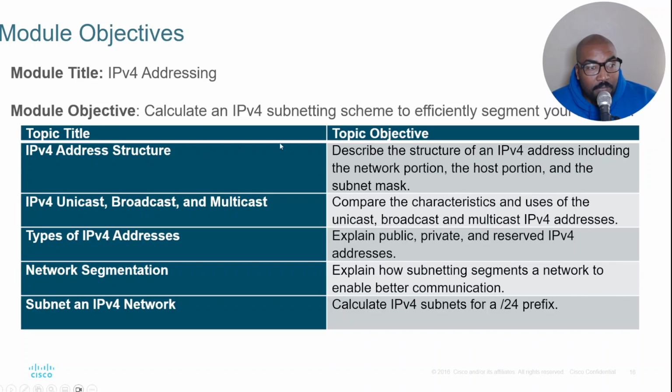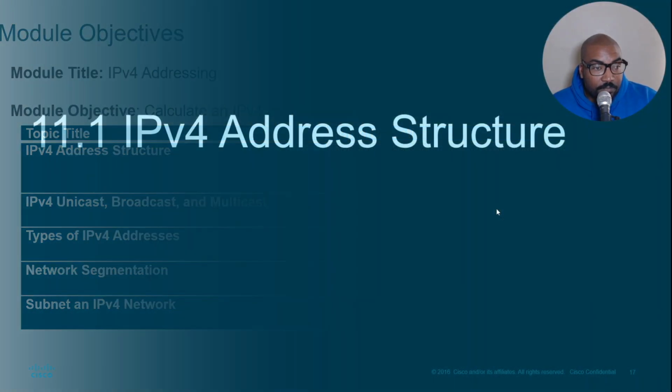Module objectives: we're going to calculate an IP version 4 subnetting scheme to efficiently segment your network. IP version 4 address structure: describe the structure of IP version 4 addressing, including the network portion, the host portion, and the subnet. You're going to see me bring back some old pictures from some of my earlier videos. Unicast, broadcast, multicast, we're going to go over that. Types of IP version 4 addresses: public IP addresses, private IP addresses. Network segmentation, how are we going to actually do the subnetting? I'm going to show you how I do the subnetting and how we can calculate all the different subnets.